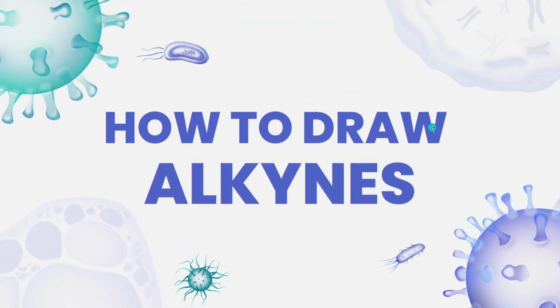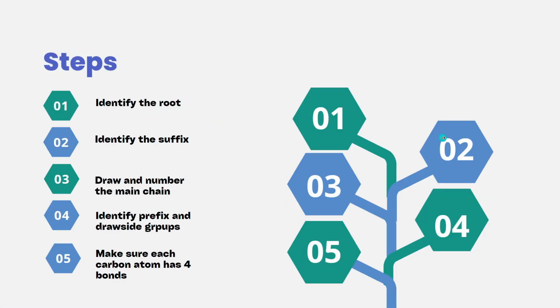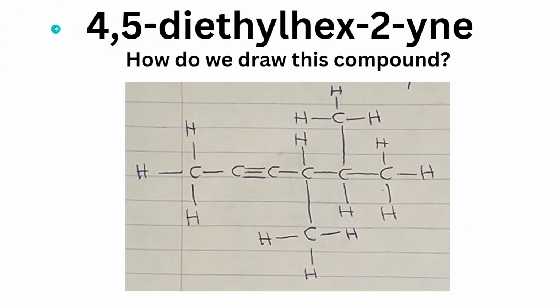And there's how to draw it. Pretty much follows the same guideline as the how to name it. Just add one more extra steps. But first, identify the root. Second, you have to identify the suffix. Third, you have to draw and number the main chain. Fourth, you have to identify the prefix and draw side groups. And fifth, you have to make sure each carbon atom has 4 bonds. Here it is. This is how we draw this compound.